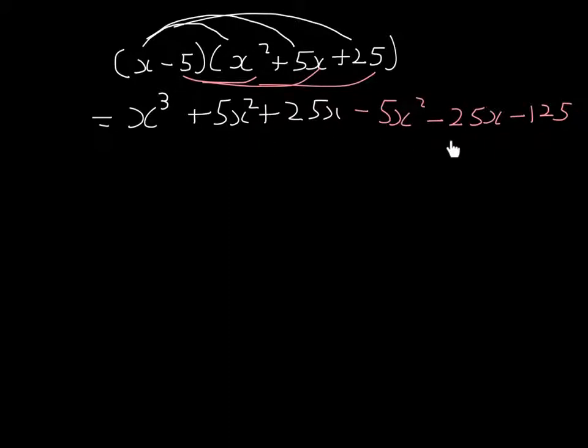Any numbers that are too big for you, even these 25s, use your calculator while you are writing. No problem if you use your calculator. You will now see that these blue and blue terms are the same. Plus 5x squared minus 5x squared gives you 0, and this plus 25x minus 25x gives you 0, which leaves you only with these two answers. And there is our final answer.